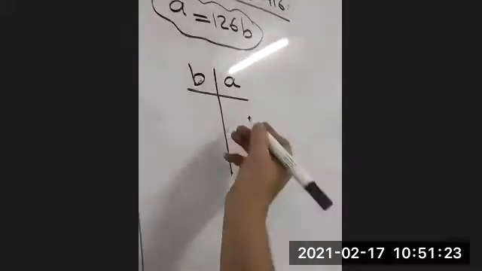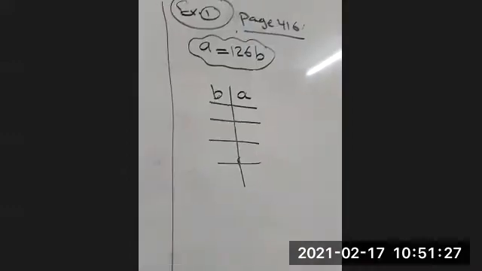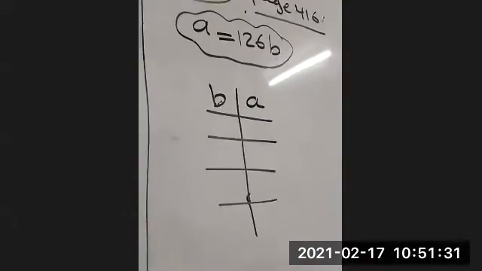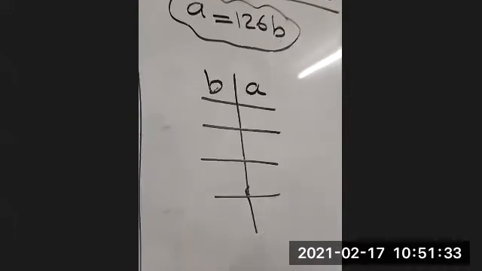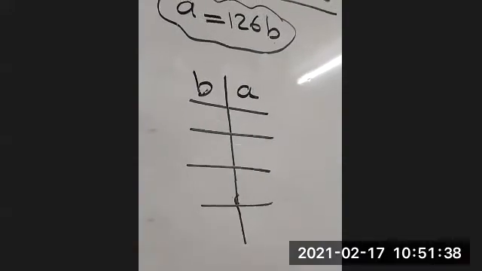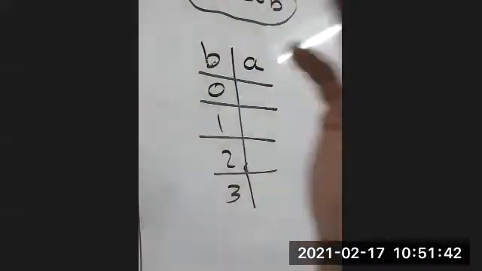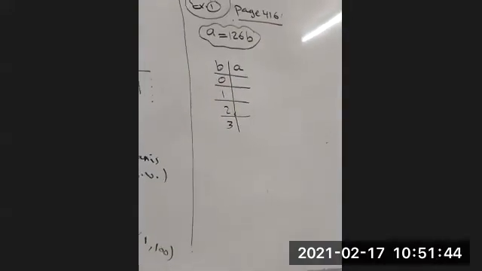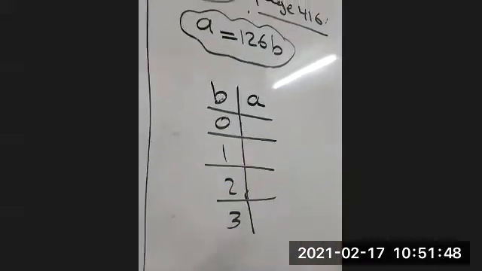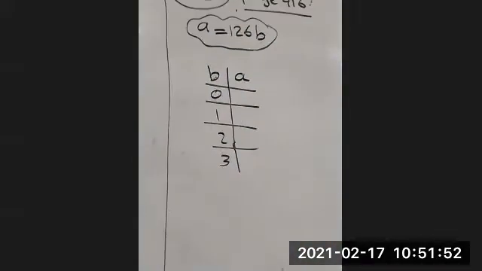Now I need numbers. These numbers, you can choose them, any numbers for B. But to make it easy for us, I can use 0, 1, 2, and 3. Don't use 5, 9, 12. No big numbers, don't make it difficult. Just use small numbers.